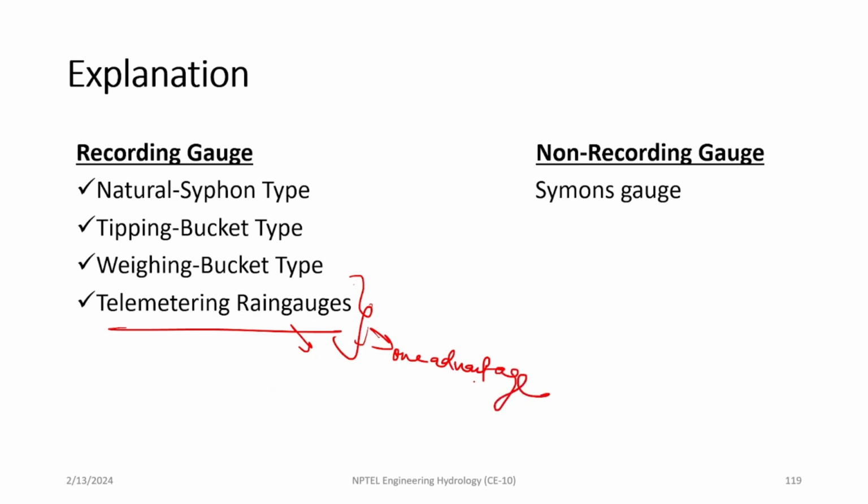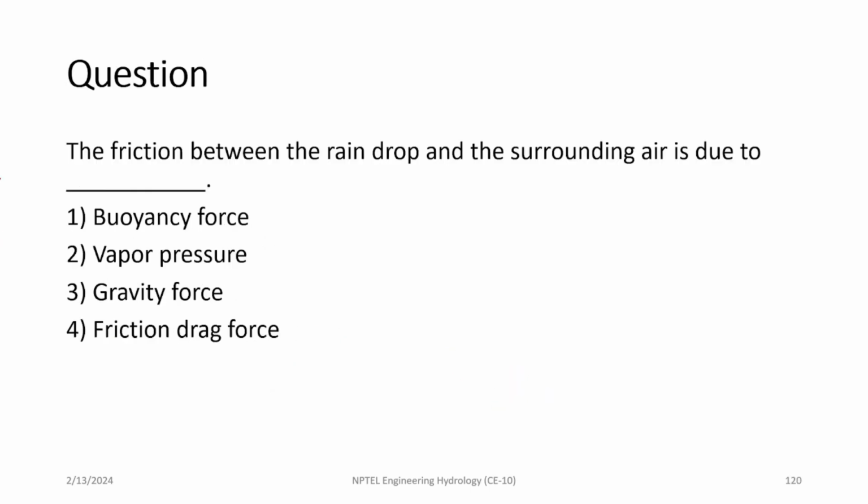Got it. Okay, now the next question comes. The friction between the raindrop and the surrounding air is due to? It's friction drag force. Yes, it is friction drag force. So basically it is related to atmospheric water.